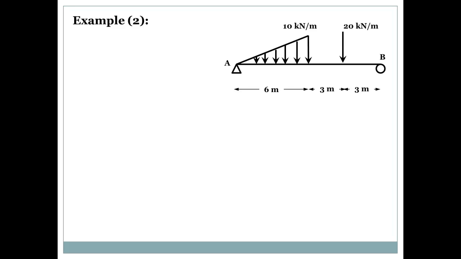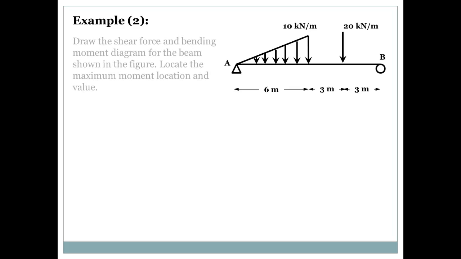Now I have a triangular load, increasing from left to right, and I have a point load or a concentrated load on a beam AB. The question is, draw the shear force and bending moment diagram for the beam shown in this figure. Locate the maximum moment location and value. So our goal is to find the shear force diagram, the moment diagram, plus we need to find the location and the magnitude of the maximum moment.